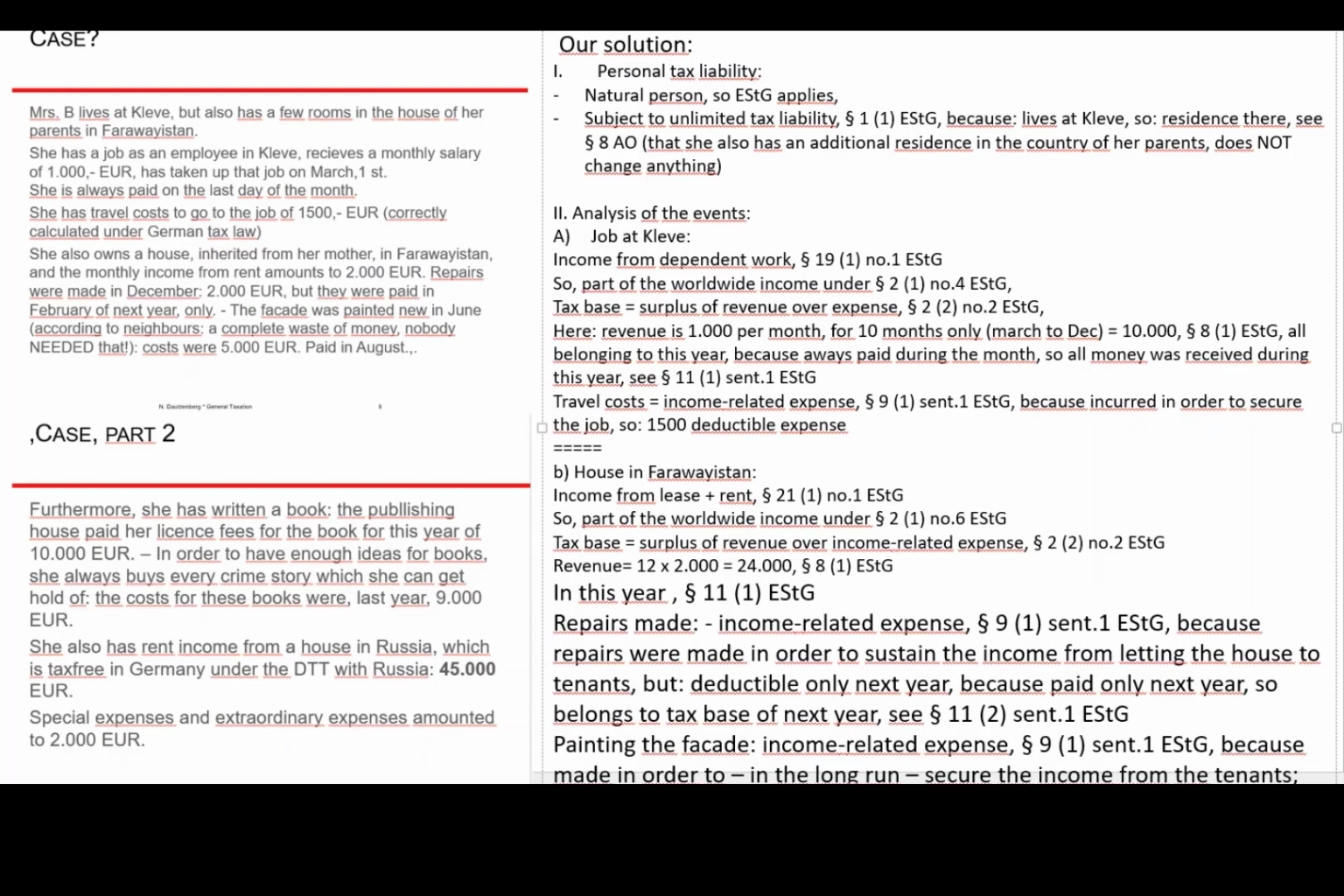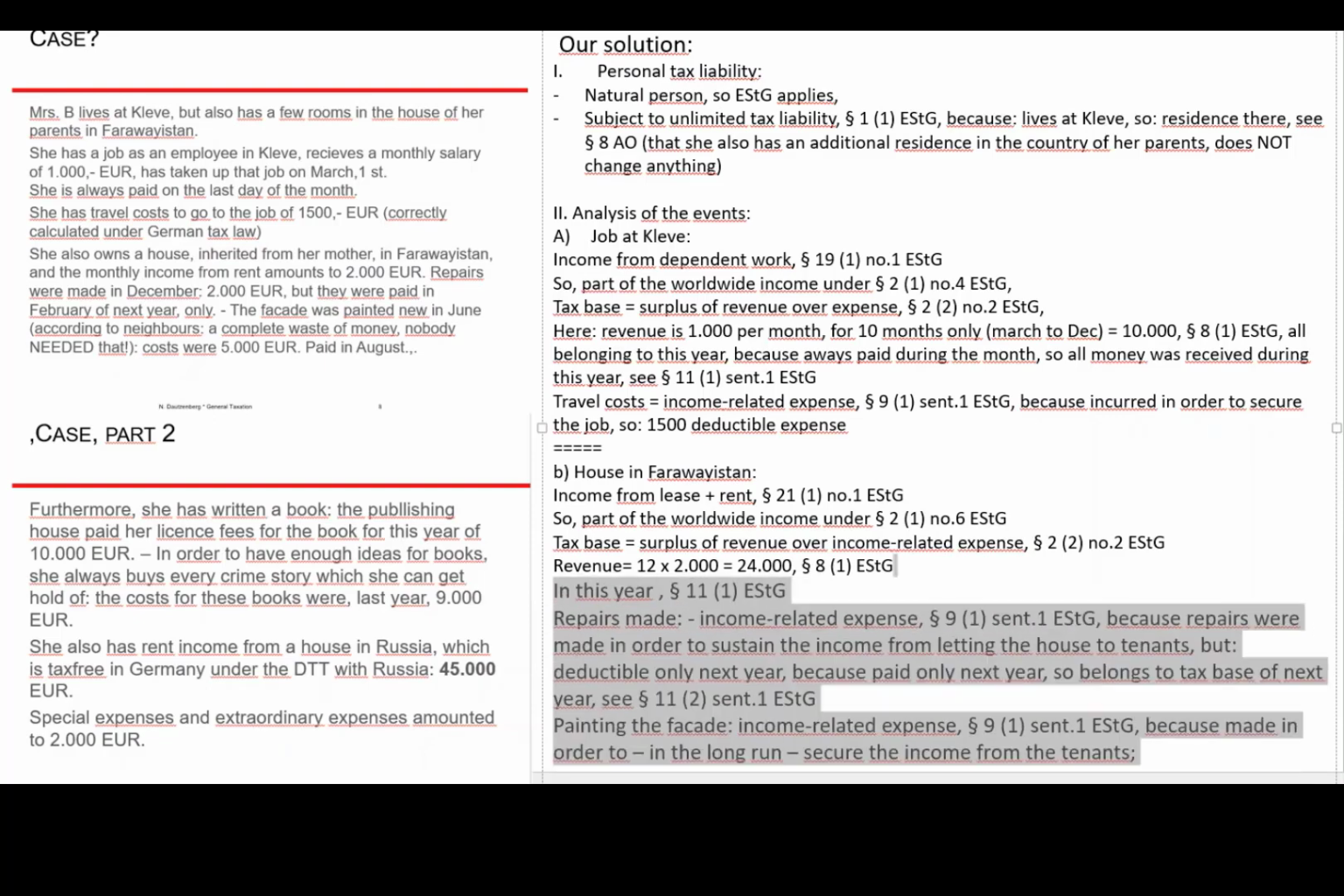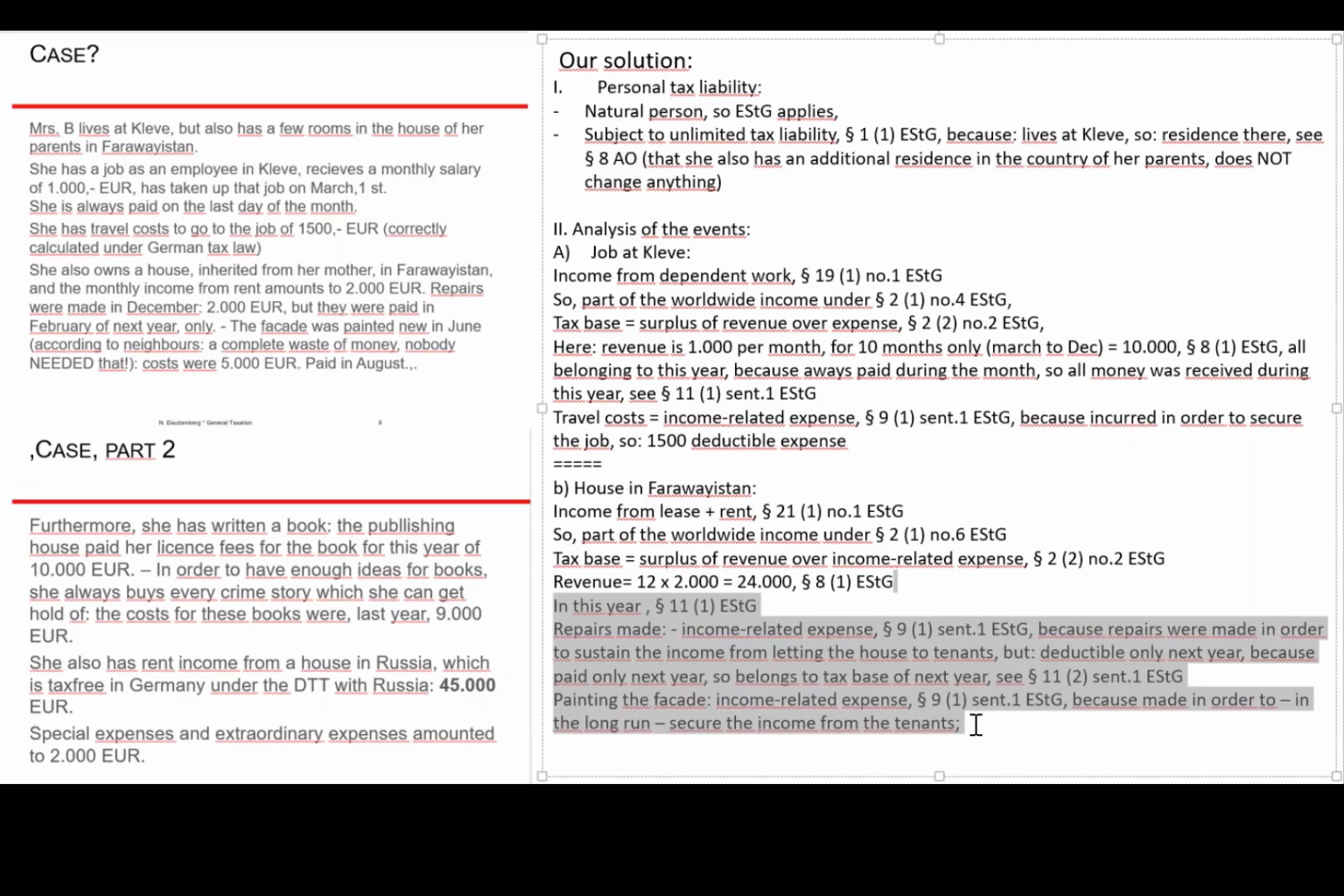Now, ladies and gentlemen, again I need some free space. So let's reduce again a bit the space here.